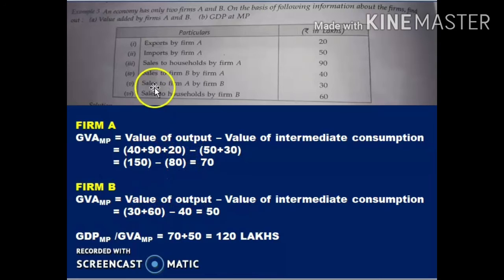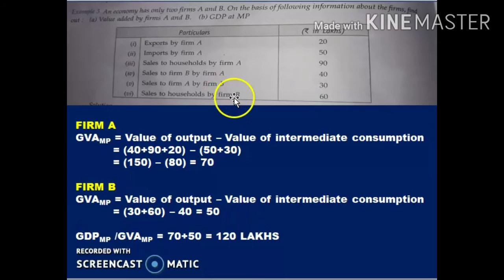Next, you can see sales to firm A by firm B. So it is a sale of B, because firm B is selling to firm A. So 30 will come here. Next, sales to household by firm B. So here it's a household.